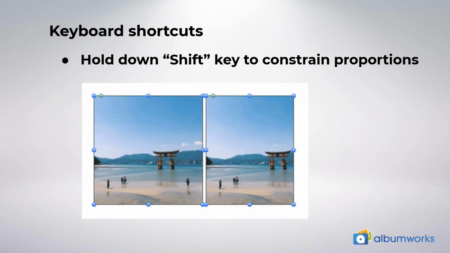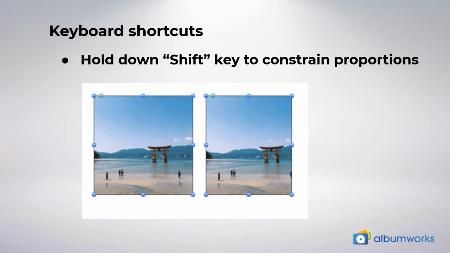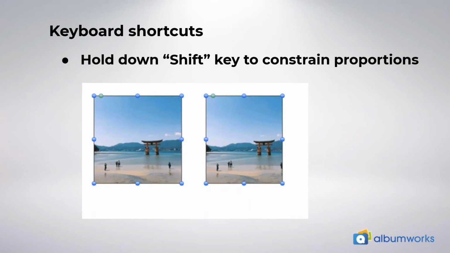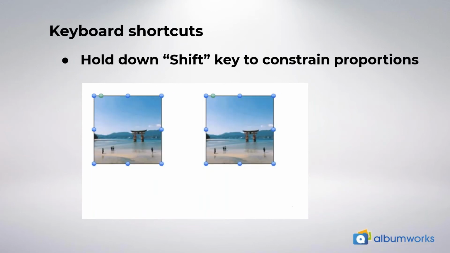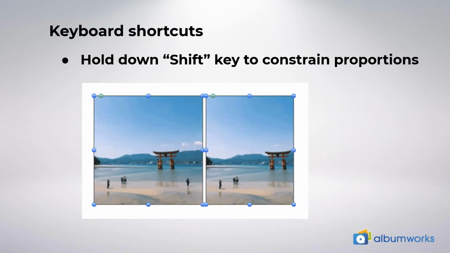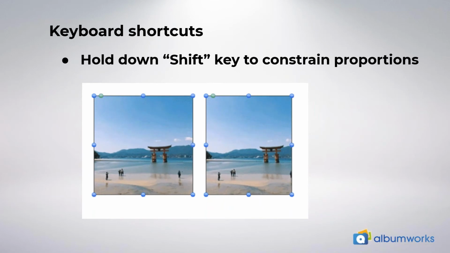Then any changes that you apply, such as adding a border or drop shadow, whatever you do, will apply to both photos. You can use this Shift key to highlight as many photos on the page that you're working on so that anything you apply will apply to all those photos.